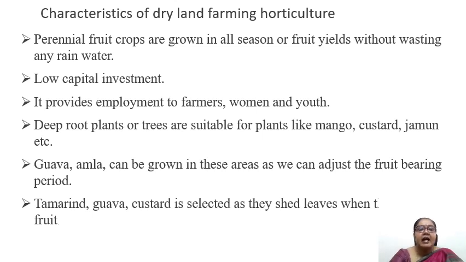Also, we see that we have guava, we have amla being grown in this fruit bearing period. We also see that tamarind, guava, custard, etc. These plants or these trees are basically shedding leaves. So they have their own way of storing water, making use of the limited waters that are available. They're making use of this by shedding their leaves when they are bearing the fruits.